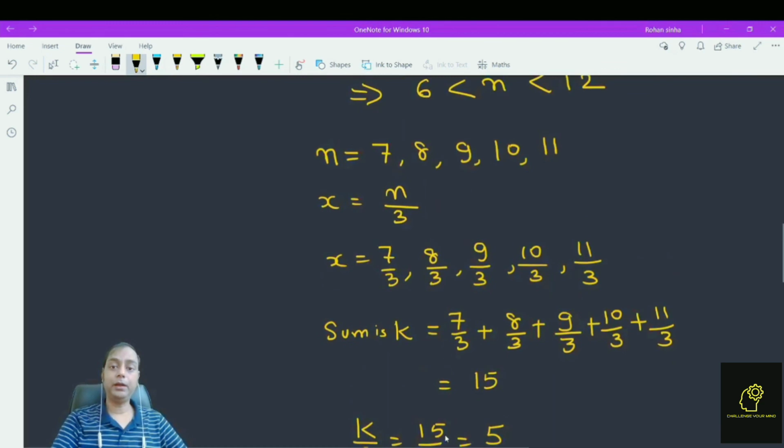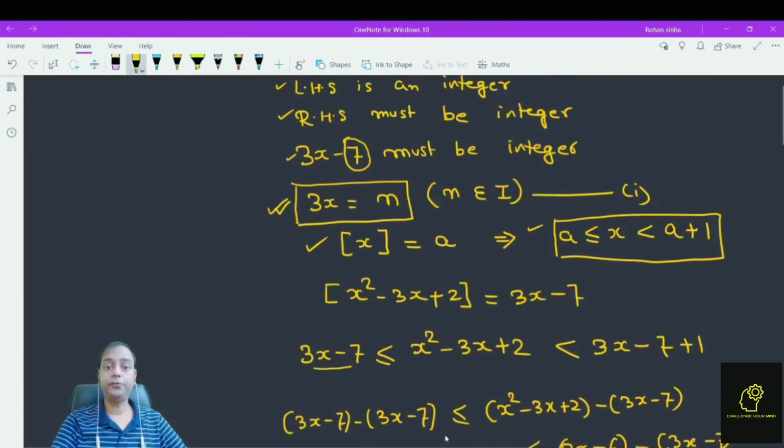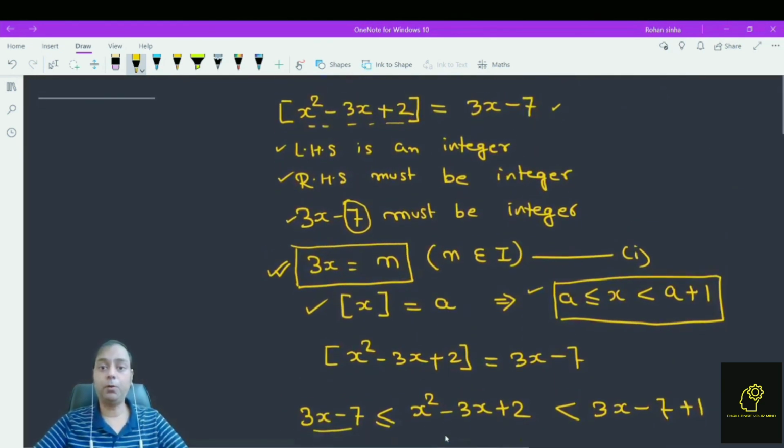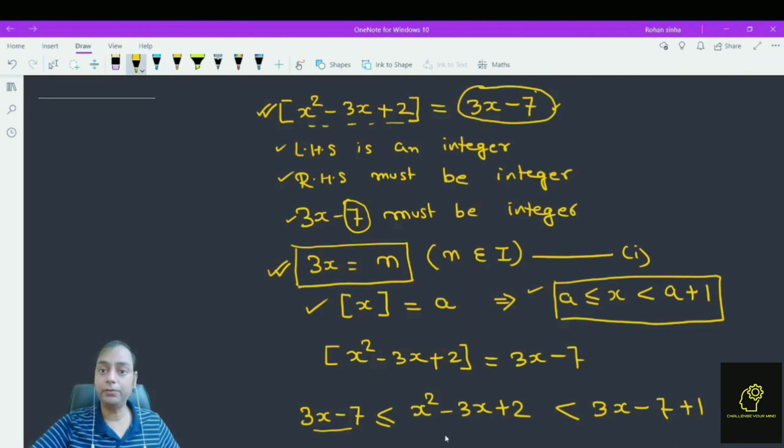Hope you understand. Also understand the key step. The key step here is to observe the concept: this LHS must be an integer. What you conclude from here is that 3x − 7 is always an integer, and we know that 7 is an integer, so this means 3x must be an integer. So 3x is equal to n, which belongs to integers. And also apply this property: if [x] = a, then x is greater than or equal to a and less than a + 1. So thank you and see you in the next video.